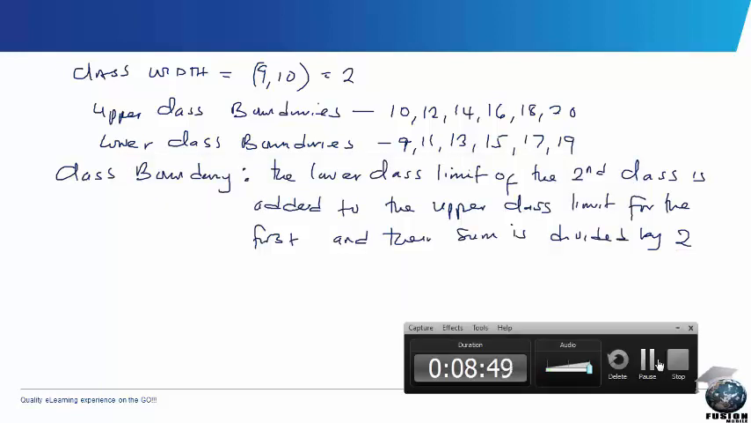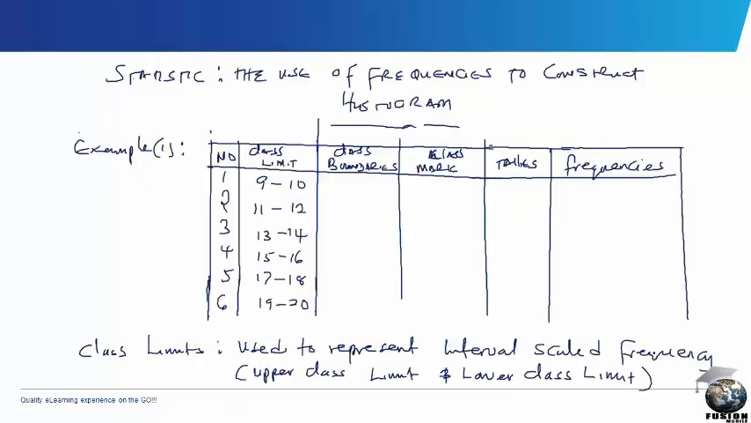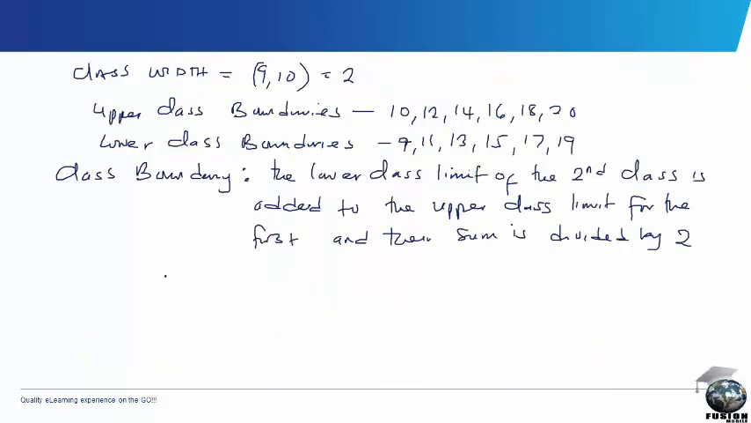We'll illustrate what we just said. For the classes, we have 9 to 10, 11 to 12, 13 to 14, 15 to 16, 17 to 18, and the rest. Let's try to find the class boundaries for 9 to 10. The instruction says that we should add the lower class limit of the second class to the upper class limit of the first class.